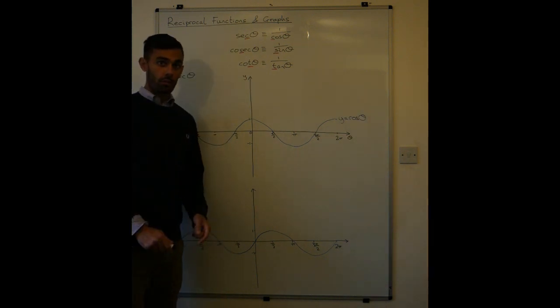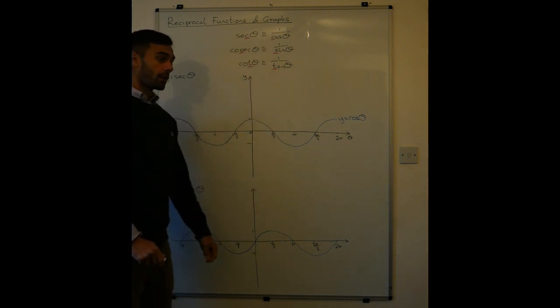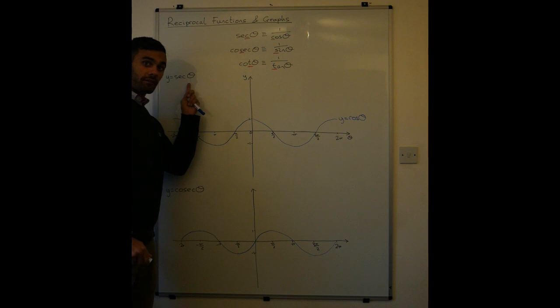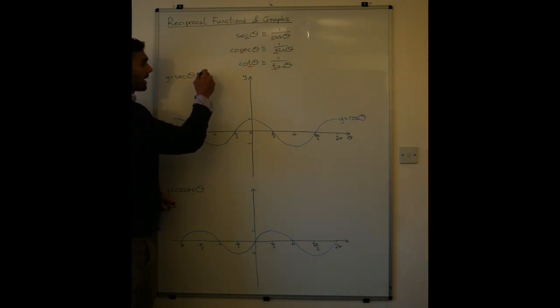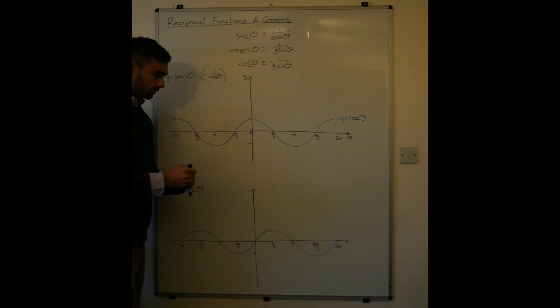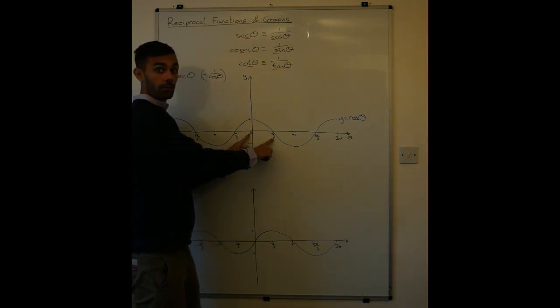To sketch the reciprocal functions, we will continually go back to these definitions. To begin with, let's try and sketch sec theta. Right, to do that, we're going to bear in mind that it is defined as 1 over cos. Alright, and we're just going to try and sketch sec between 0 and pi over 2.